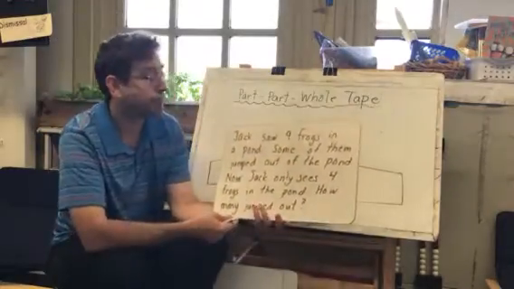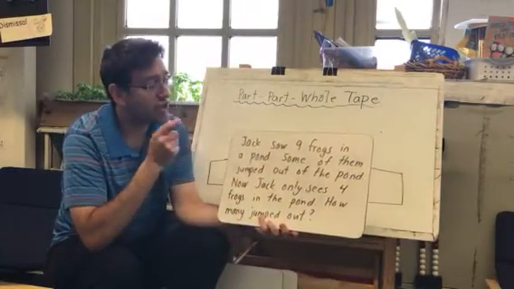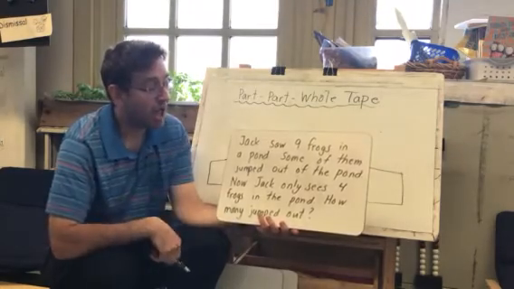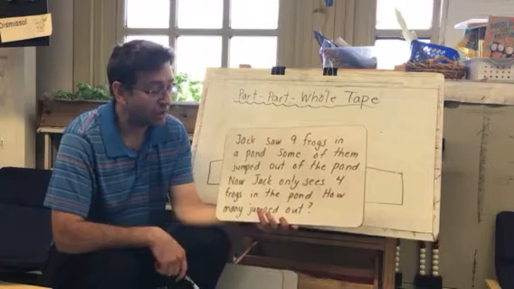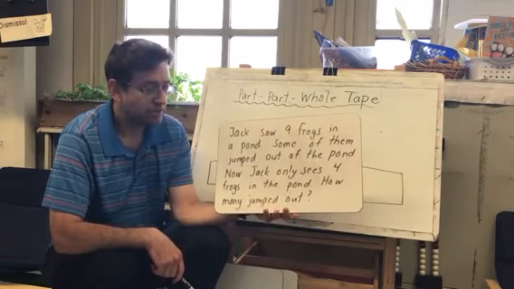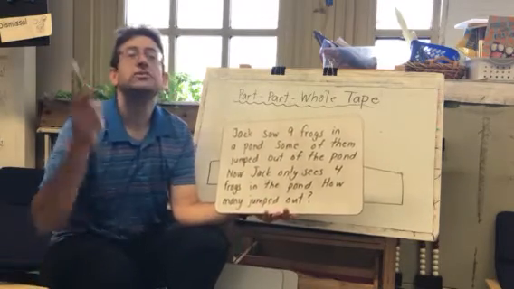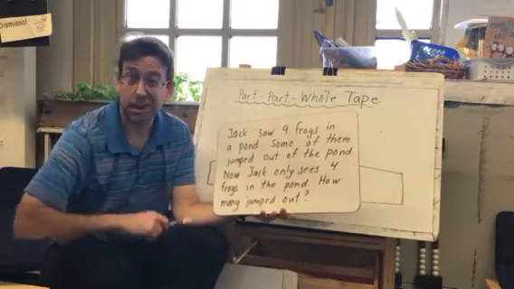All right, here's the problem. Jack saw 9 frogs in a pond. Some of them jumped out of the pond. Now Jack only sees 4 frogs in the pond. How many jumped out? I'm going to read it again and then I'm going to think about it.